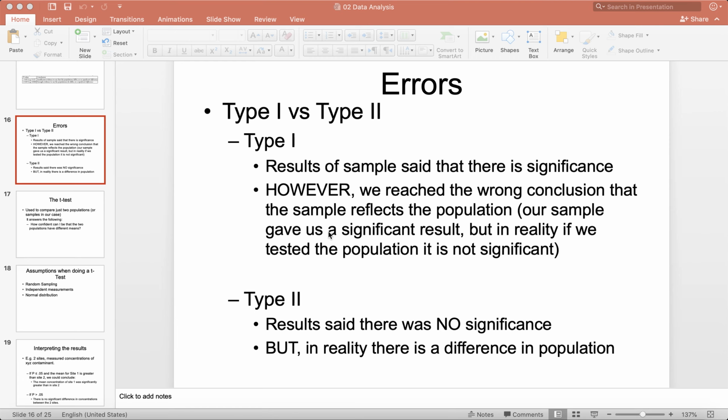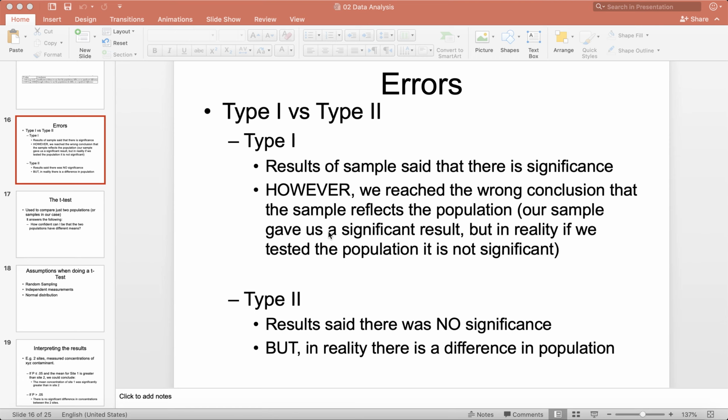There, you got a difference, right? There's a difference between people who want to take GPS versus no GPS, but we had reached the wrong conclusion, meaning that if I were to expand that study to a larger population of pilots, there might have been no significant difference between the two, right? Our sample just happened to show us a positive difference. Whereas a type 2 error says that the results said that there was no significance, but in reality, there is a significance in the population, which is a little bit more dangerous in that sense if you think about it.